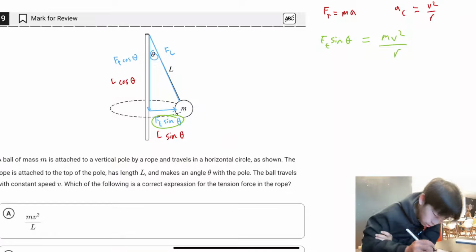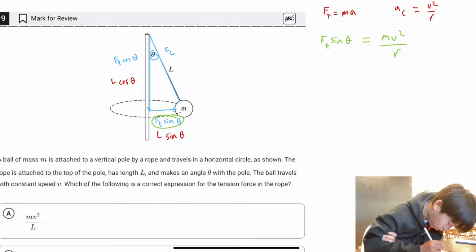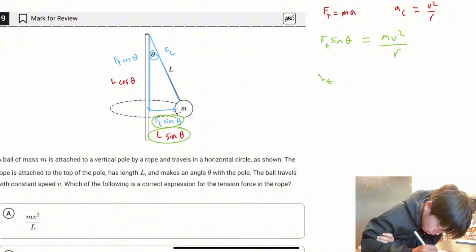Okay? So now what we do is, what is r? Well, I literally just told you what r is. r is L sine theta. Holy, I need to go eat. Ft sine theta is equal to mv squared over L sine theta.